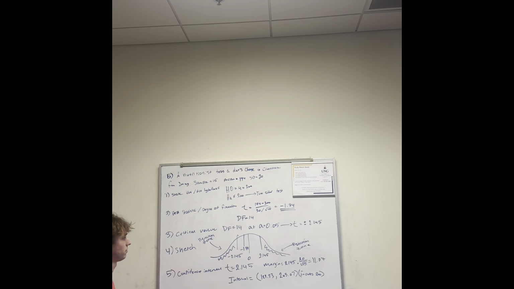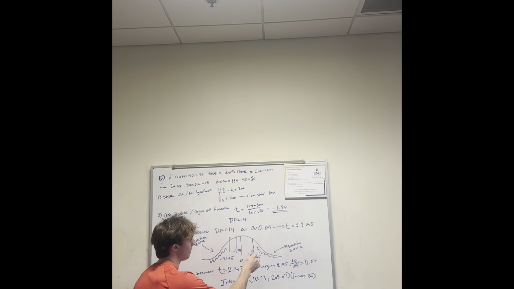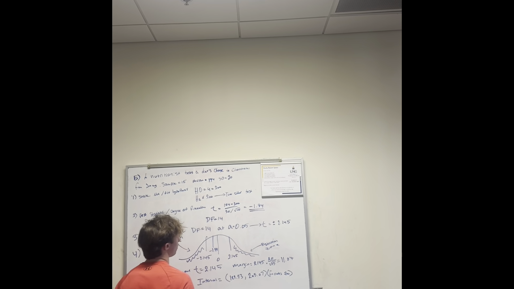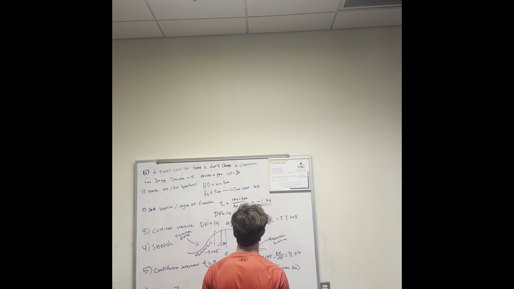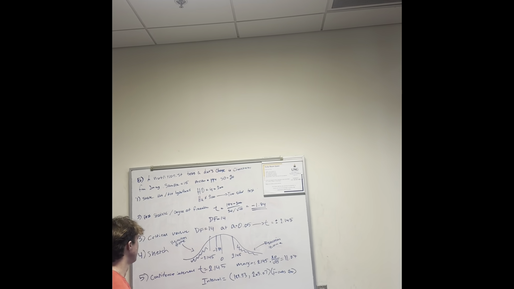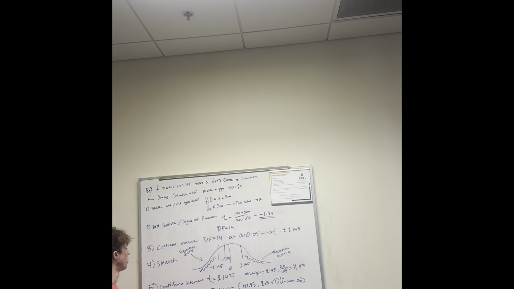Now we move to number 3, which asks us for the critical value. So we take our degrees of freedom, which is 14, at alpha equals 0.05. Now if we transfer that over to t, we find it equals plus or minus 2.145. So now that leads us into our next part where we sketch our bell curve.